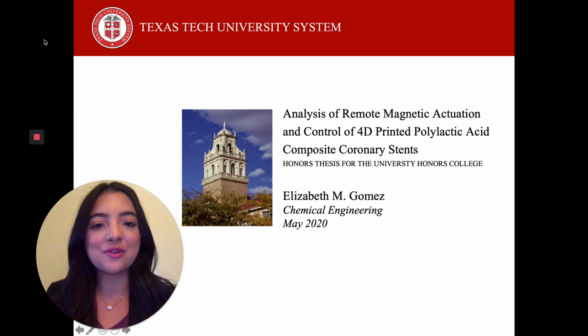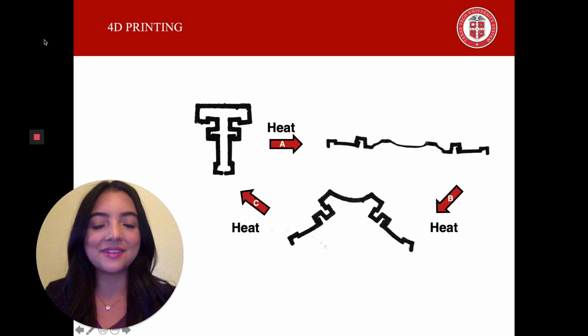This presentation will be on my thesis, Analysis of Remote Magnetic Actuation and Control of 4D Printed Polylactic Acid Composite Coronary Stents. To begin, what is 4D printing?